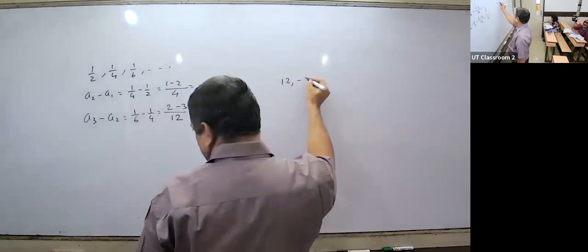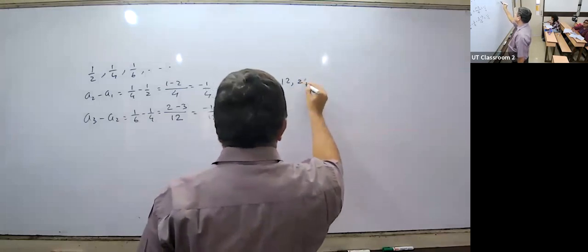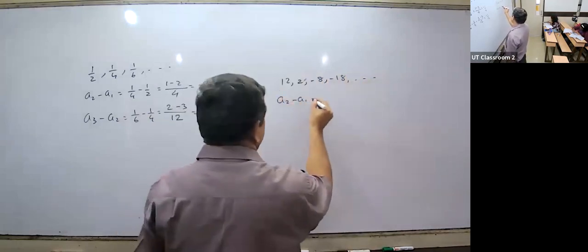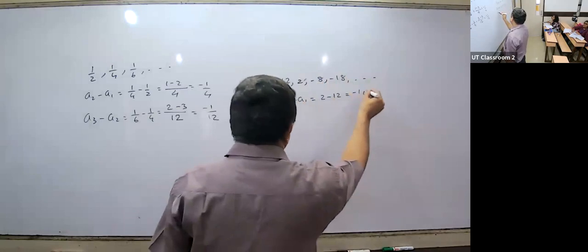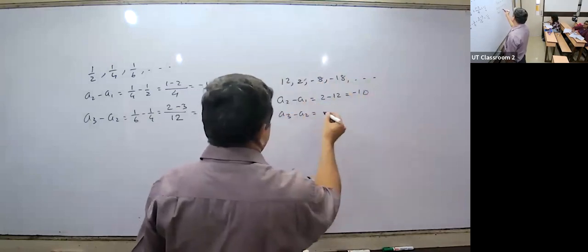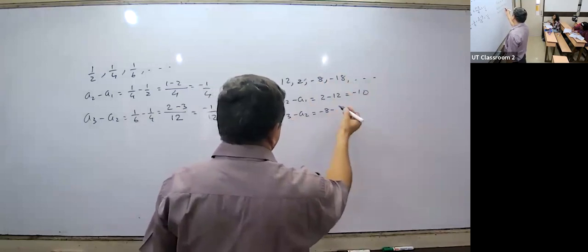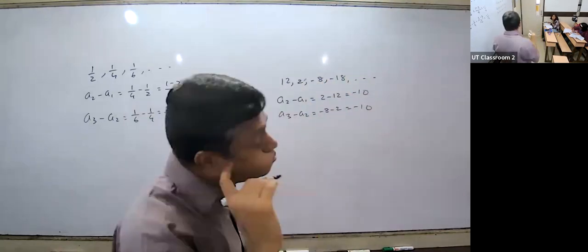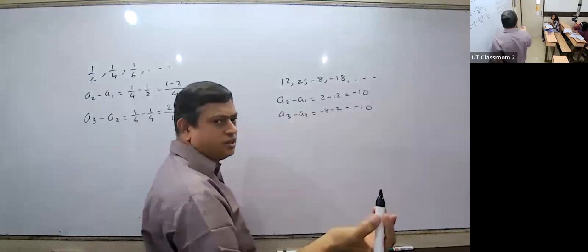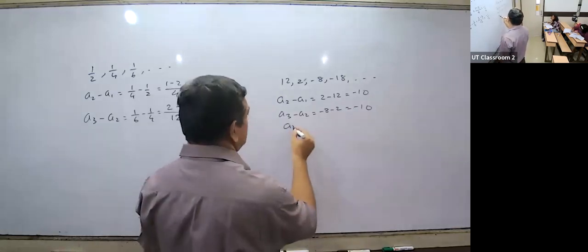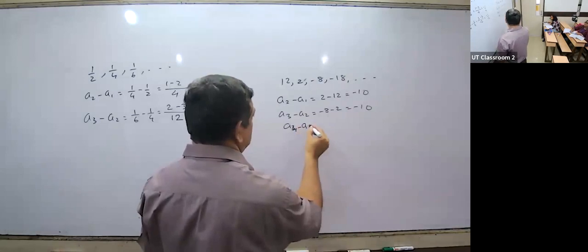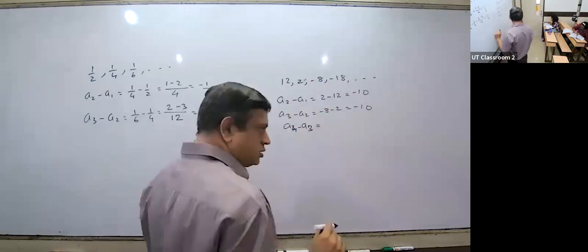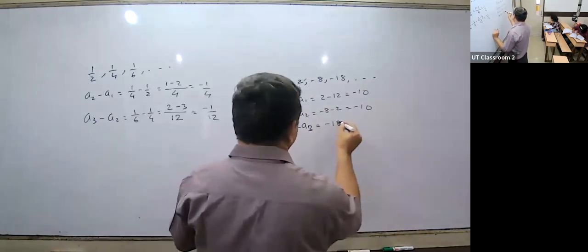12 minus 2. Right. Again, right. A2 minus A1, 2 minus 12, minus 10. A3 minus A2, how much? Minus 8, minus 2. You have to check all of them, the 21, 28 one. If it is minus 18, minus plus.